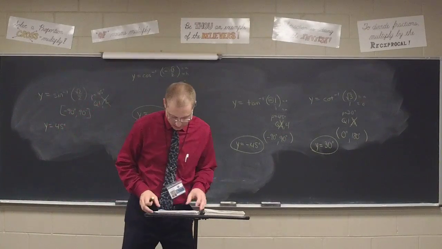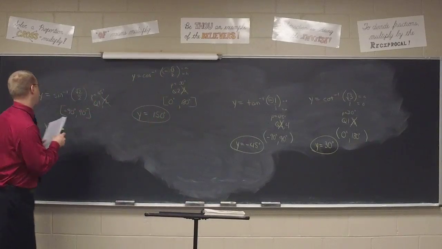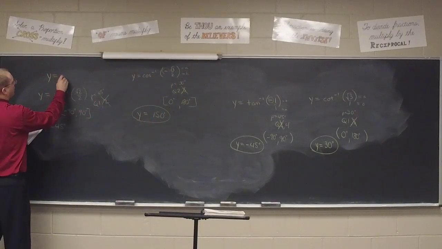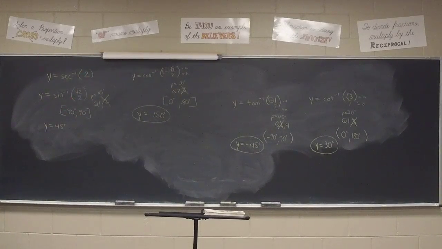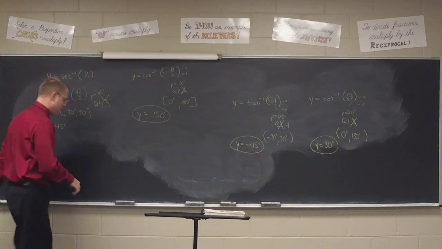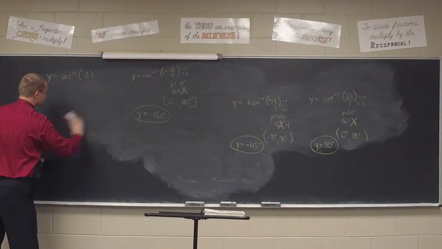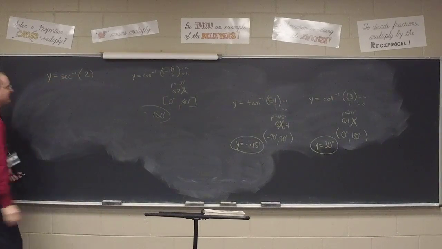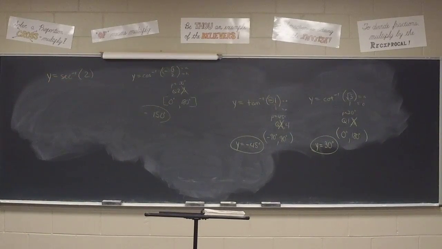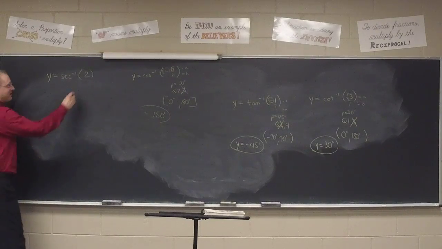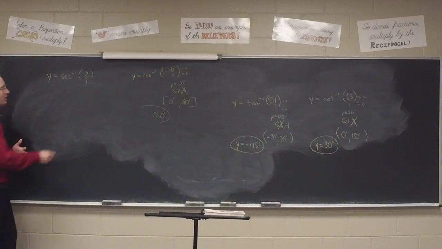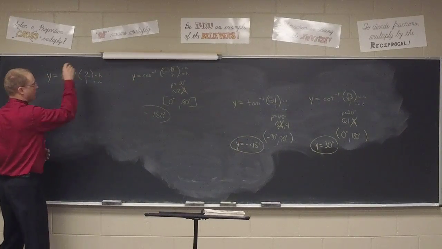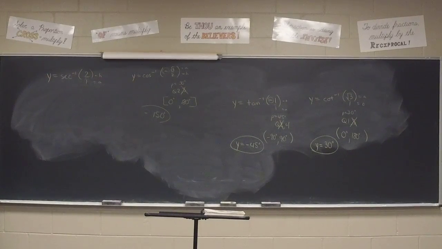All right, let's take a look at another one. Y equals the arc secant of 2. The first thing we want to do is put the 2 over 1. And then we're going to ask ourselves, when is secant hypotenuse over adjacent, 2 over 1? And the answer is 60 degrees.